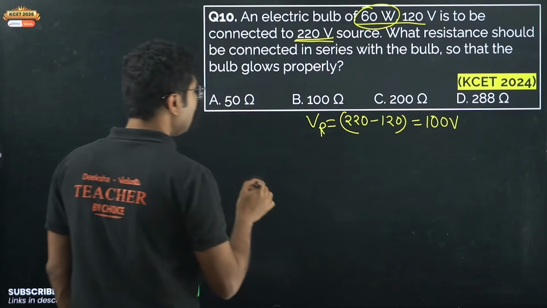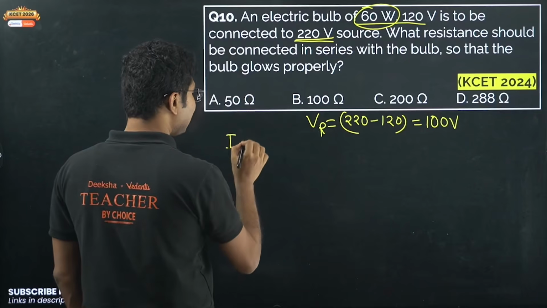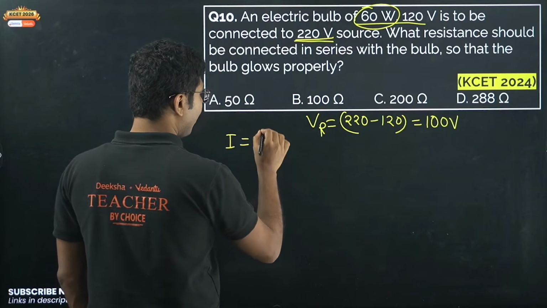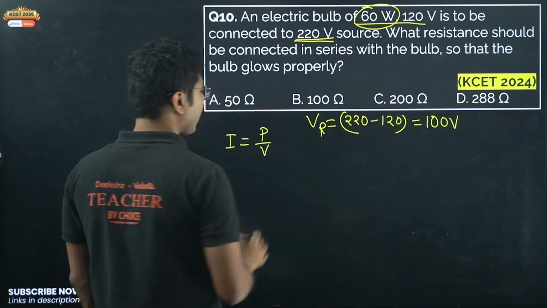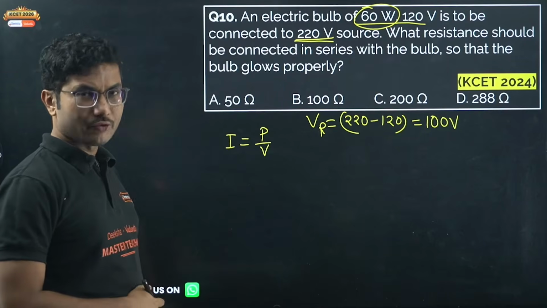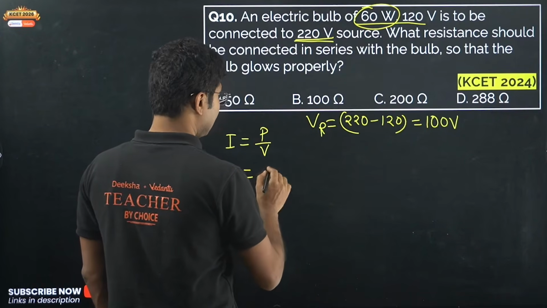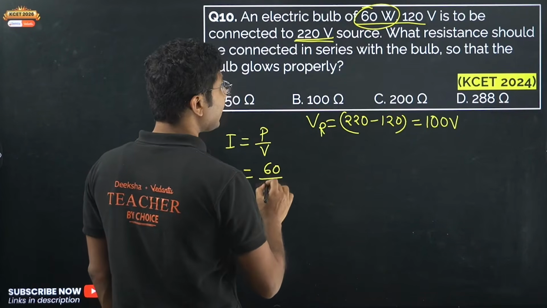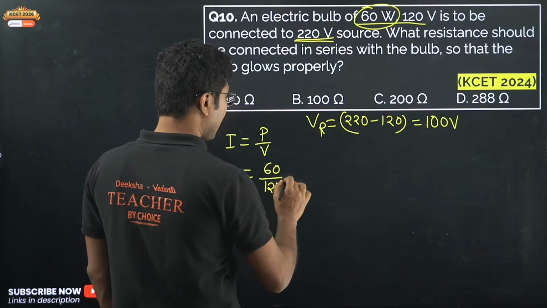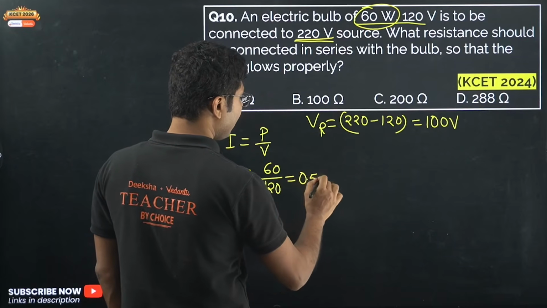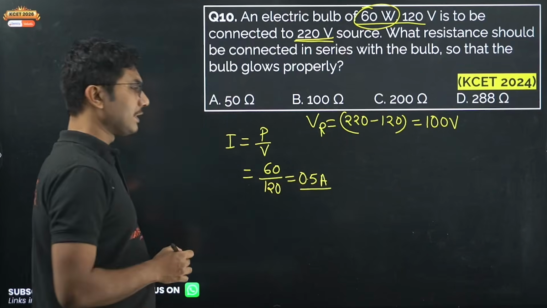That means what is the current in the circuit? Current is given by power divided by voltage. Right, P equals VI. So power is given here as 60 watt. Voltage is given here as 120 volt. That means current is 0.5 ampere. So we have calculated the current.